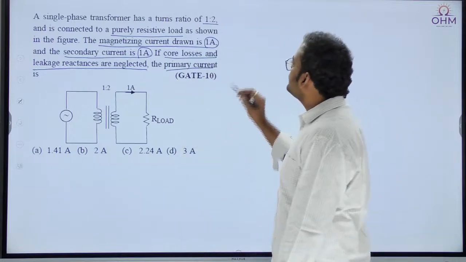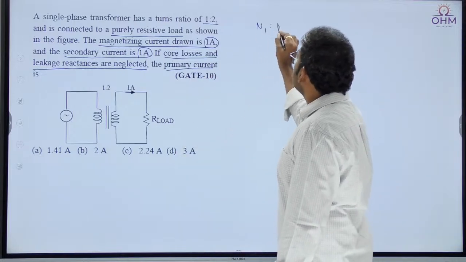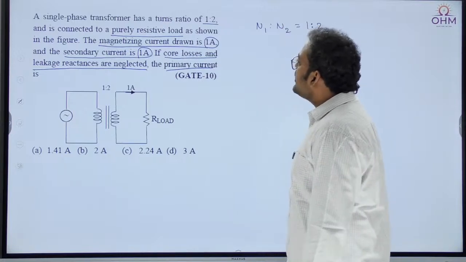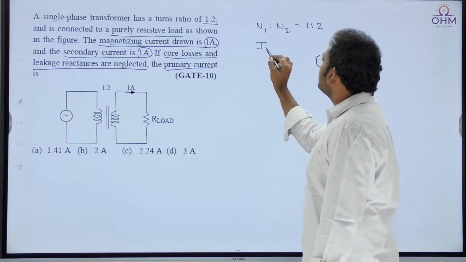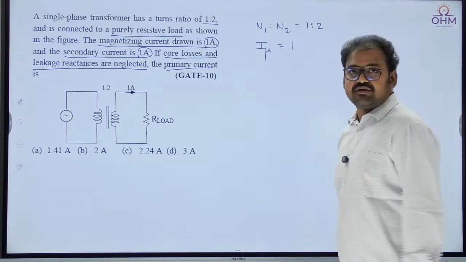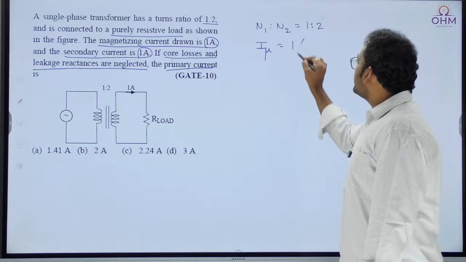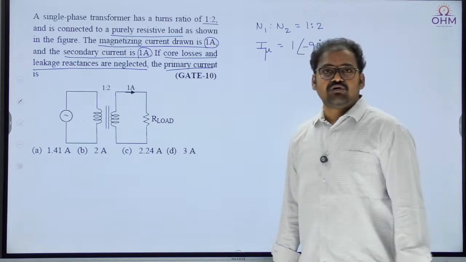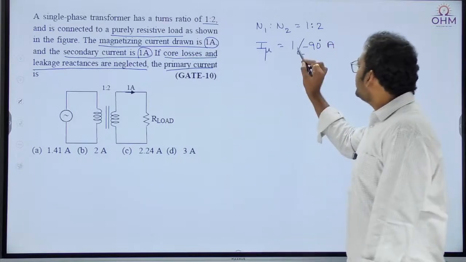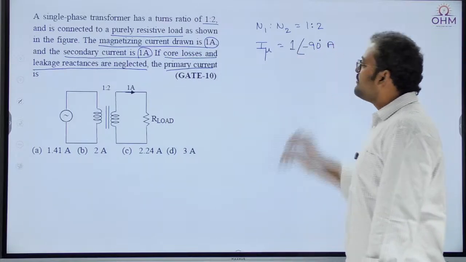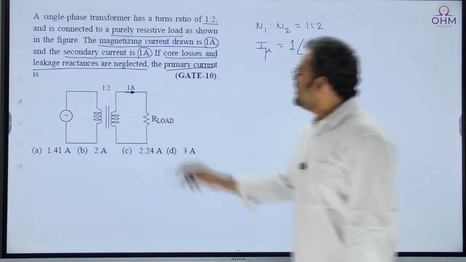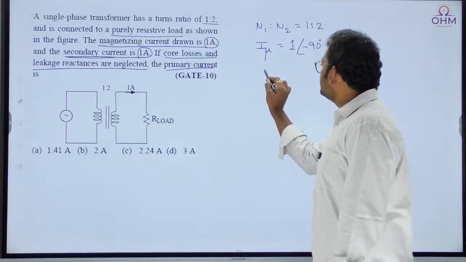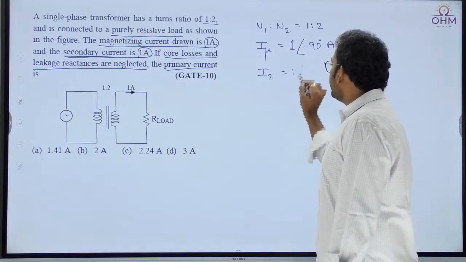So first let us note down the data. Turns ratio N1:N2 is equal to 1:2. Purely resistive load. Magnetizing current was given. What is the magnetizing current? 1 ampere. But remember, magnetizing current is a purely reactive component lagging the supply voltage by 90 degrees. That's why it has to be written as 1 at an angle minus 90 degrees. Secondary current is also 1 ampere. Secondary current means indirectly I2. That is 1 at an angle 0.